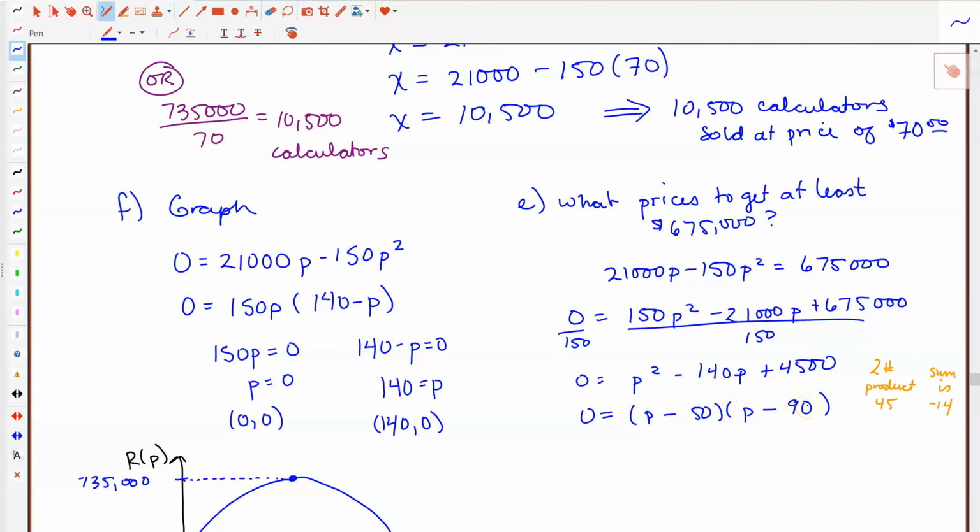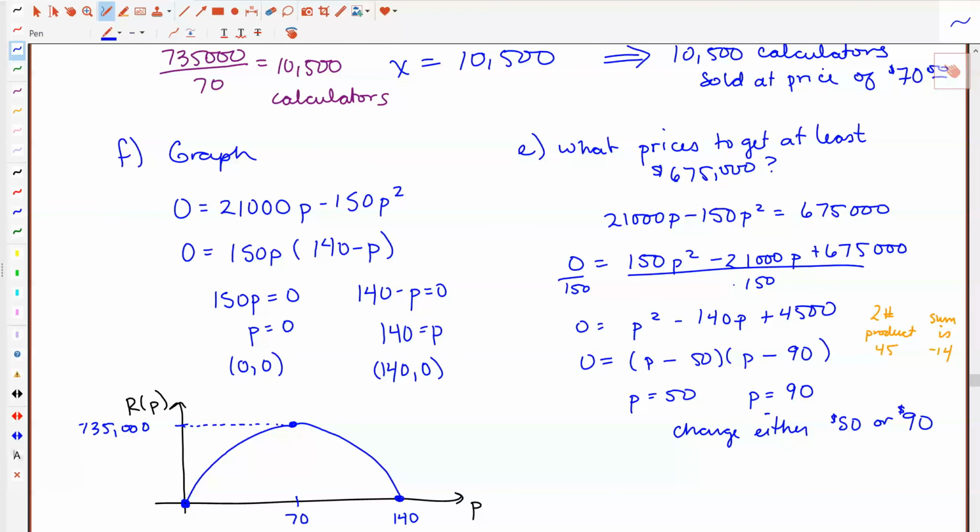So that actually wasn't too terrible to factor, so then we'll set each factor equal to 0, so this factor gives p is equal to 50, and this factor gives p is equal to 90. So we could charge either $50 or $90 in order to get to at least 675,000. Now those values will hit 675,000 on the nose. Since it was at least 675,000, this could be then or any value in between.